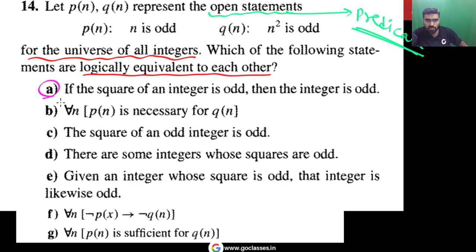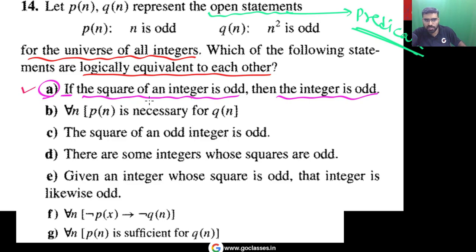So let's see the first one. The first one is saying, if the square of an integer is odd, then the integer is odd. First of all, you tell me, in this statement, are we talking about all integers or some integer? Is this statement A an existential statement or a universal statement? Do we have universal quantification or existential quantification?